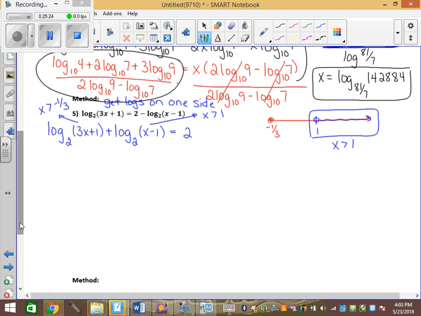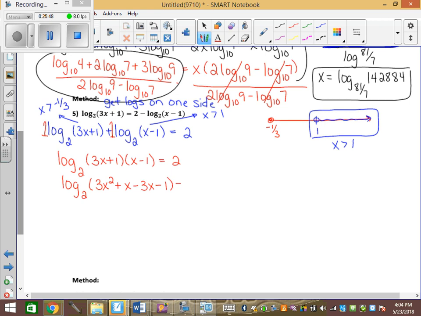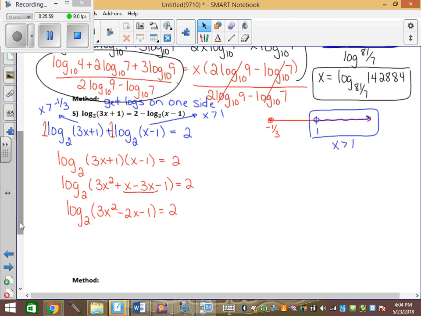They have the same base, so we're going to put them together. They have plus 1s in front, so we can put them together. There's a plus 1 in front, so we multiply. We get log base 2 of (3x + 1)(x - 1) = 2. That's log base 2 of 3x squared + x - 3x - 1 = 2, so log base 2 of (3x squared - 2x - 1) = 2. And now we're stuck. That's where most people get stuck.